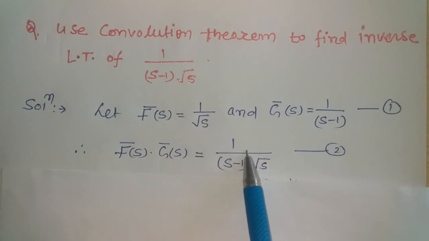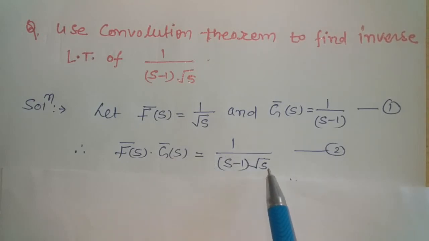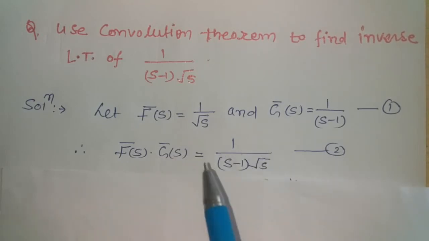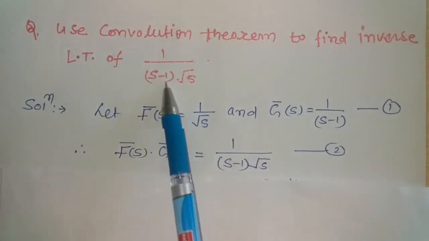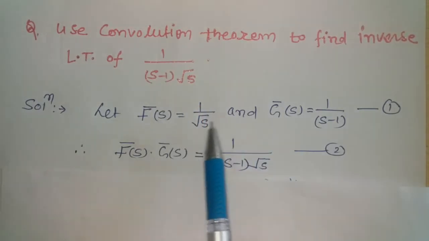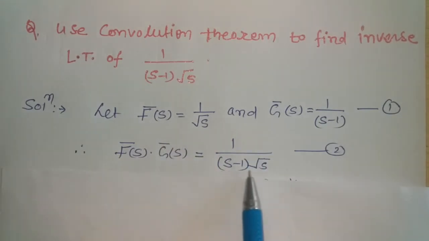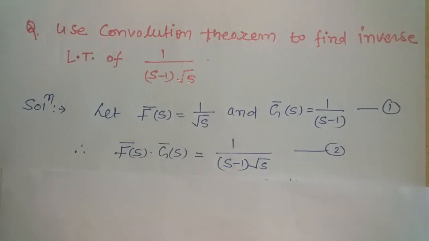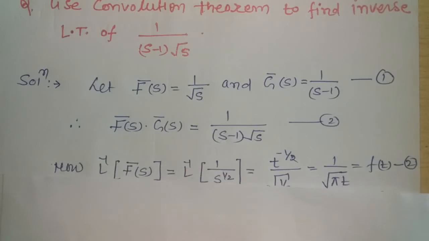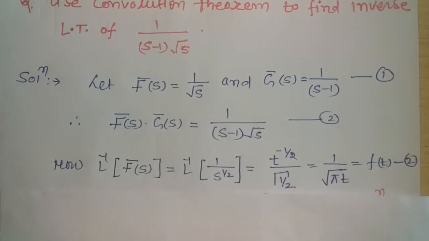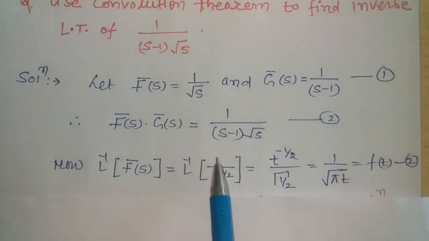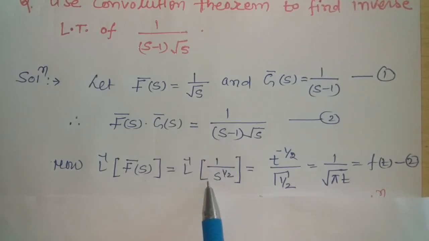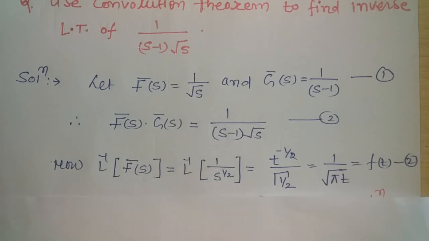original function. As we know, whenever we apply the convolution theorem, we have to divide the given function in two parts such that the product of the two parts gives the original function, and further the inverse Laplace transform of the individual parts is known. So the inverse Laplace transform of f bar s is the inverse Laplace transform of 1 upon root s, and root is power half, so 1 upon s power half.